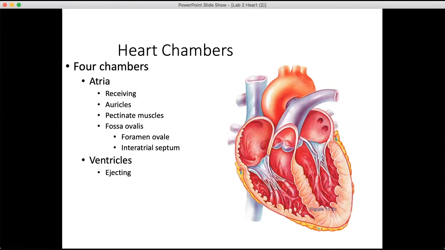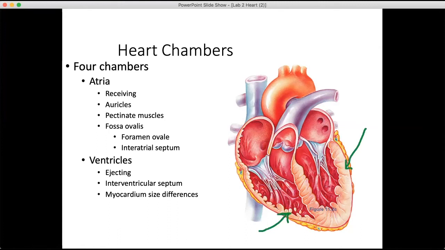So the left side of the heart pumps highly oxygenated blood into the systemic circuit so that the oxygen can go to the tissues. The wall in between the ventricles is called the interventricular septum, and this is where much of the intrinsic conduction pathway is located.